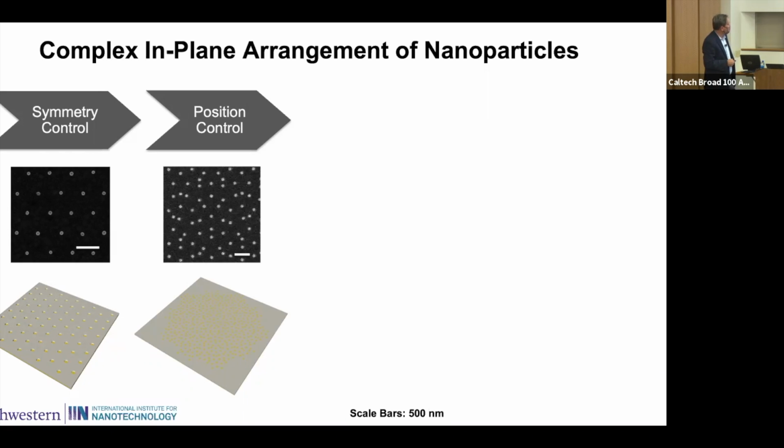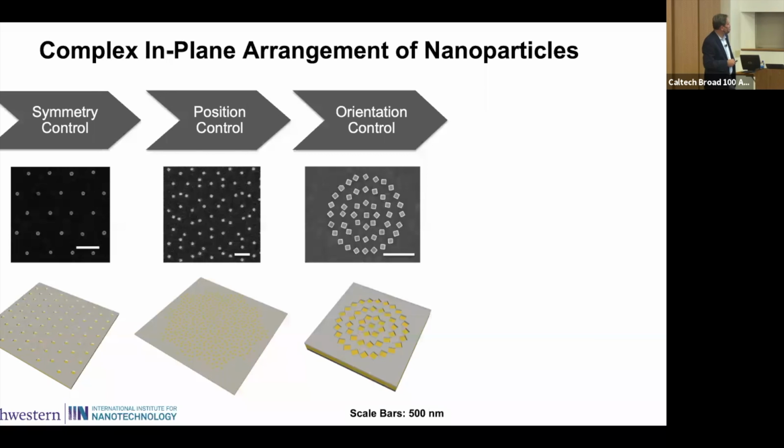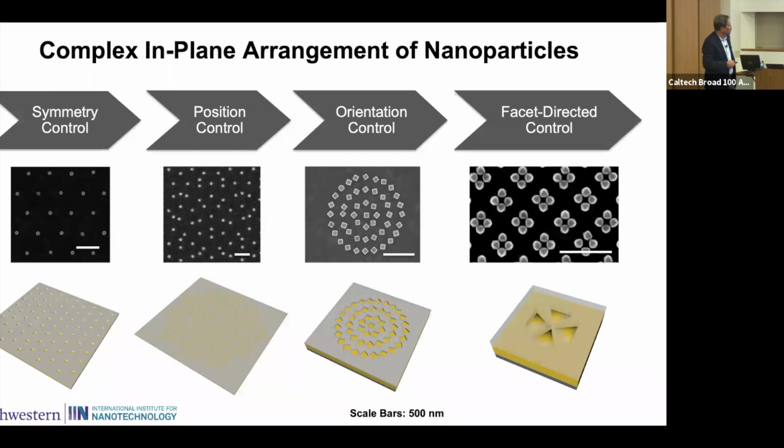You can control the position, the symmetry, the orientation. So if I make holes, for example, that are cubes and control their rotation, I not only control the position, but the orientation of the cubes. They'll fit right in there and bond to the DNA at the base. And even facet directed. So these are octahedra that fit into these unusual shapes in a particular way so that they can maximize facet-facet interactions.